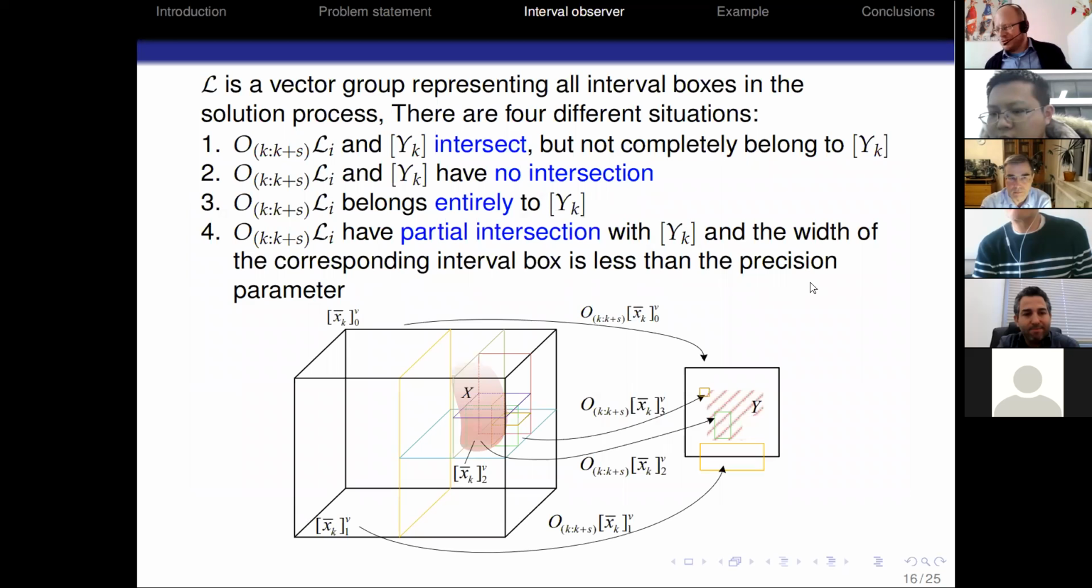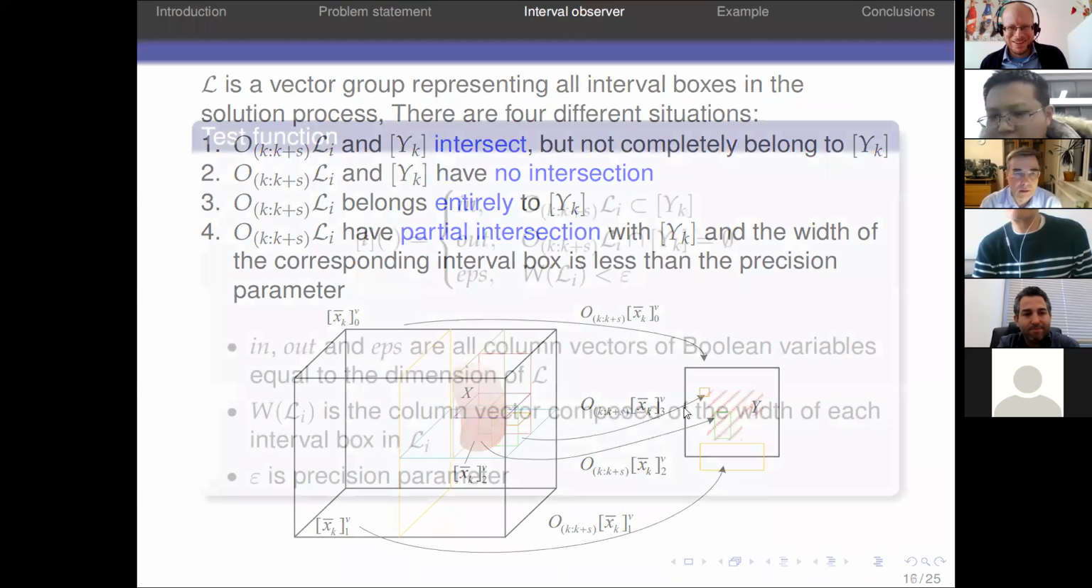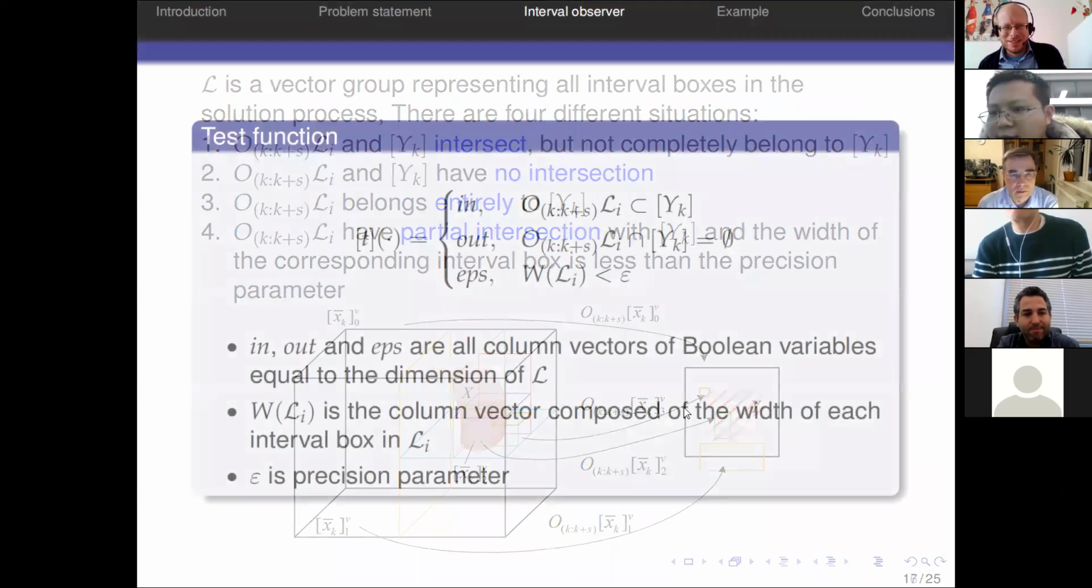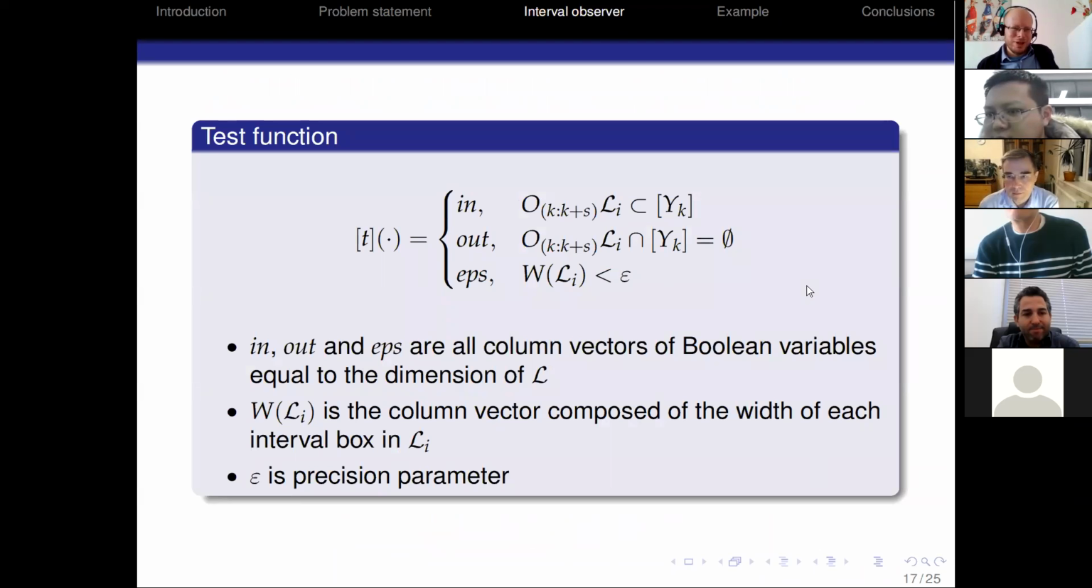If not, I can continue. Then we have a look at slide 17. It deals again with this test function and the splitting operator.